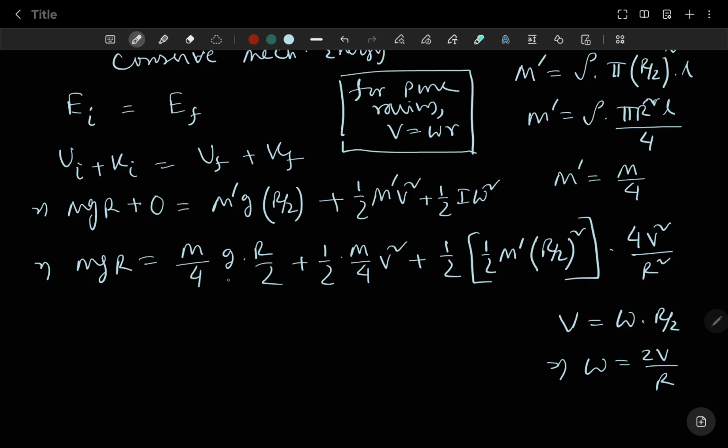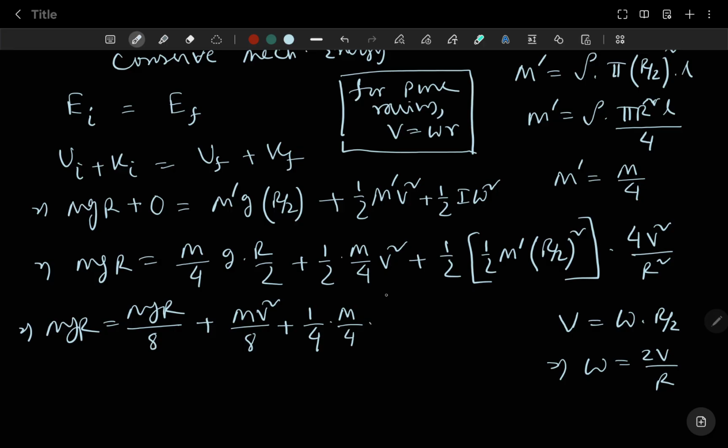Fine. So now let us write, this is mgr, this is mgr by 8, plus this is mv square by 8, plus 1 by 4 m by 4 r square by 4 into 4v square by r square. So r square will be cancelled and 4 will be cancelled.